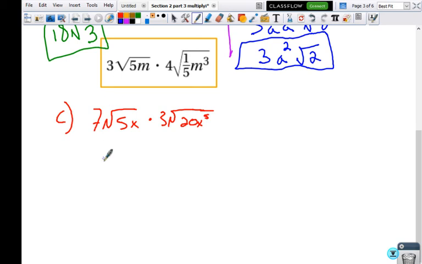Alright, Jake, start us off. What's the first thing we're gonna do? 7 times 3, which is 21. Yep. So you're gonna do 21, right? What are we doing after that, Lucas? What are we doing after we multiply the outsides? To the insides. Yep. And what do we get when I multiply the insides together? 100. And then how many x's is there? 6. Yep. So 100x to the 6, right?